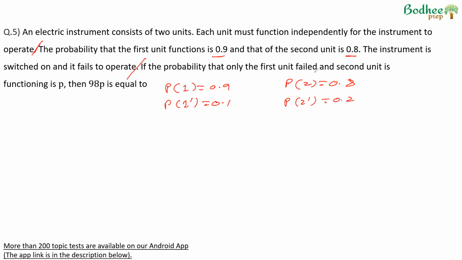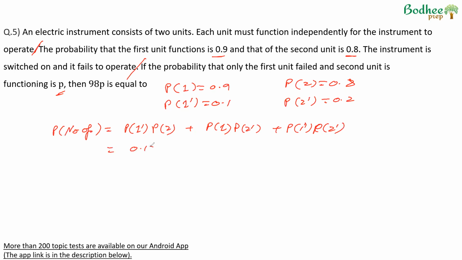The instrument is switched on, it fails to operate. If the probability that only the first unit failed and the second unit is functioning is P, 98P is equal to? Now, suppose the instrument does not operate. Probability of no operation could be because unit 1 did not work but unit 2 worked, or unit 1 worked, unit 2 did not work, or both 1 and 2 did not work. We can also say 1 minus both 1 and 2 working.